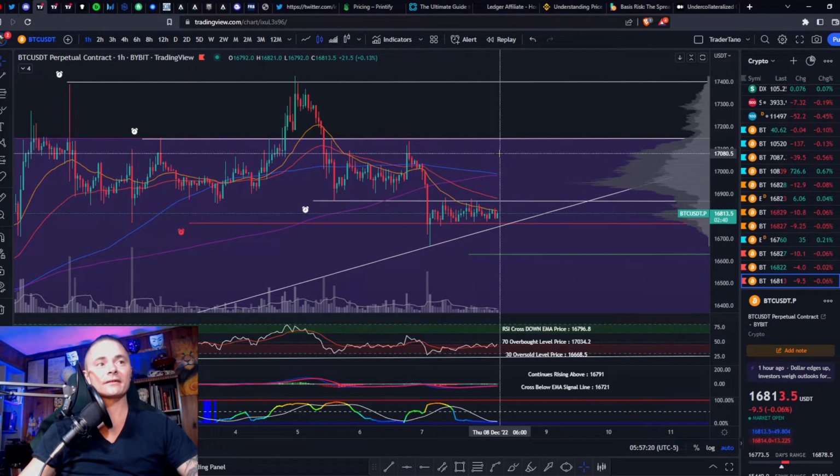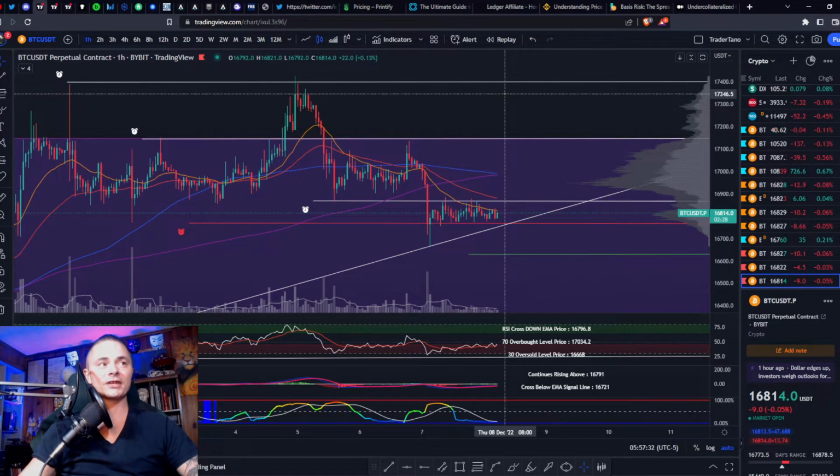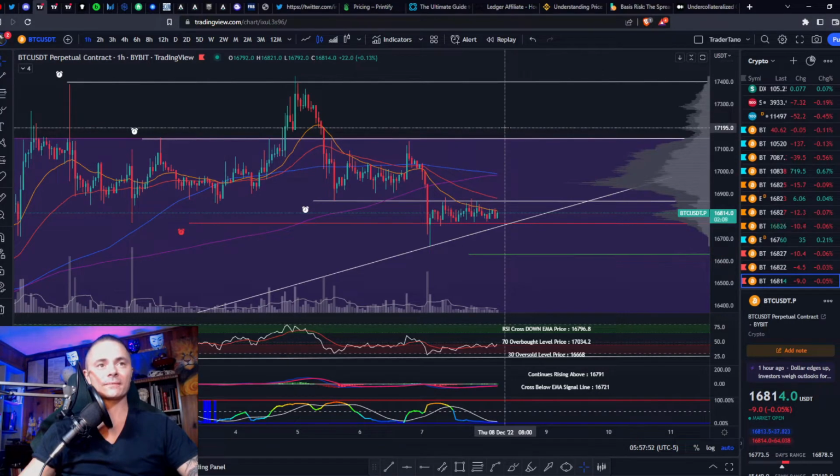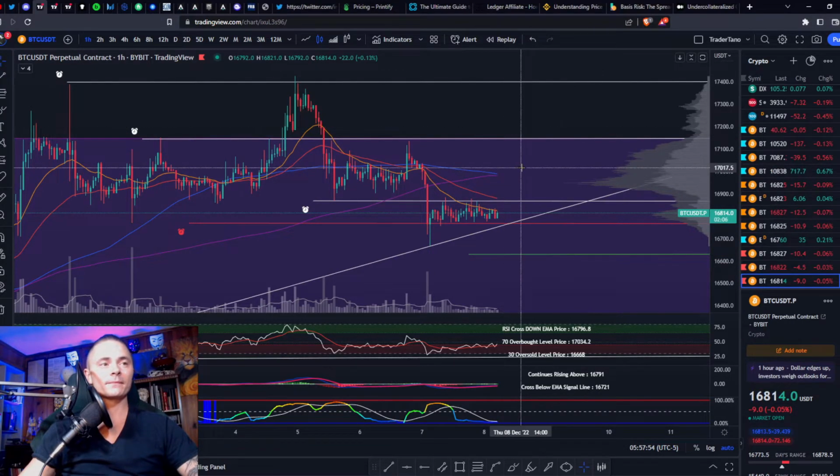If we can break 17,100 on a 1 hour closure, I do expect us to go to 18K. With ebbs and flows, of course, we'll probably get rejected at 17,350, come back down, have a retest, probably even lower, grabbing some liquidity at the bottom of that range where people got their stop losses. Yeah, one thing, a little lesson: you want to put your entries where other people's stop losses are. All right, little gem for you.